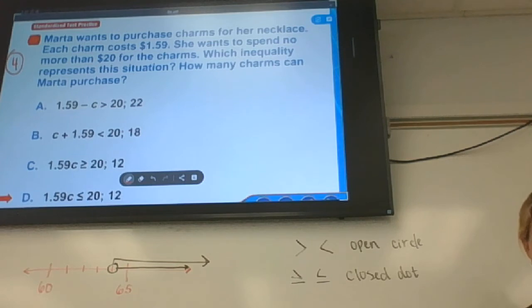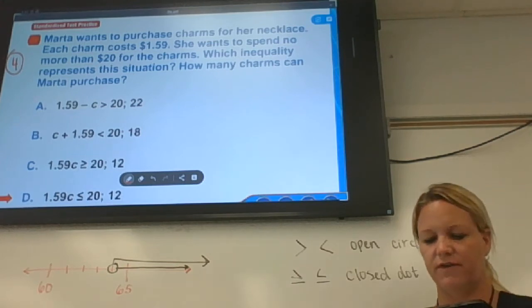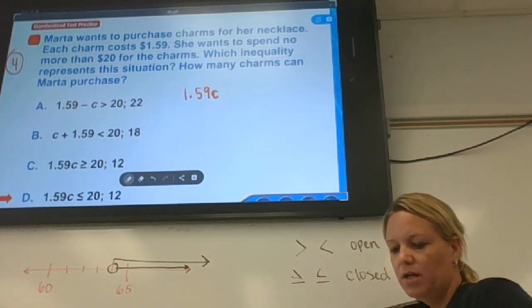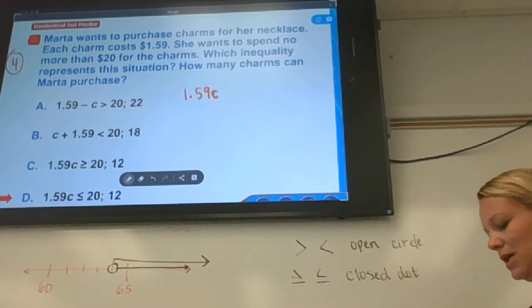Charms and necklaces. Each charm costs $1.59. So we know the word each means multiplication, so we'll start out with $1.59C. $1.59 per charm. Wait, what does no more than mean?